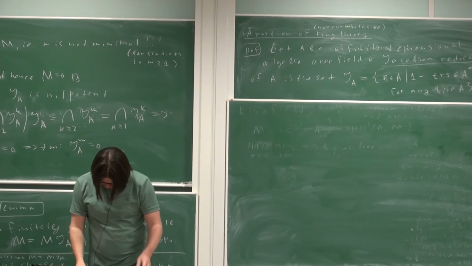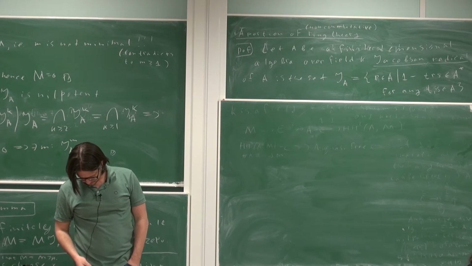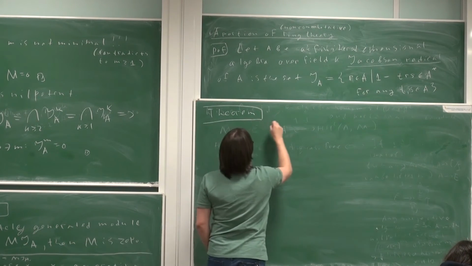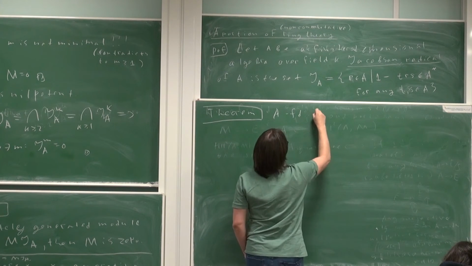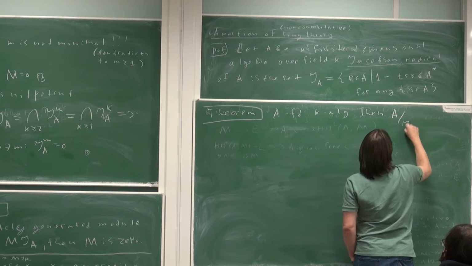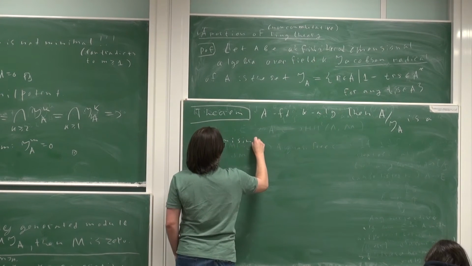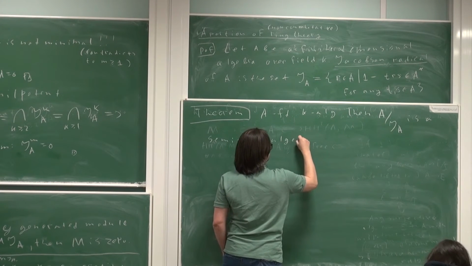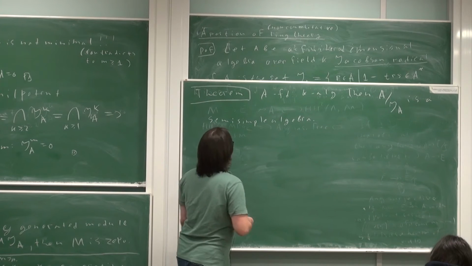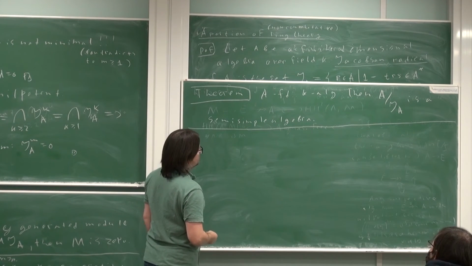And now a fact about the Jacobson radical: if A is a finite dimensional K-algebra, then A factor JA is a semi-simple algebra. Have you proved this or not? No. So, what is a semi-simple algebra? Do you know?